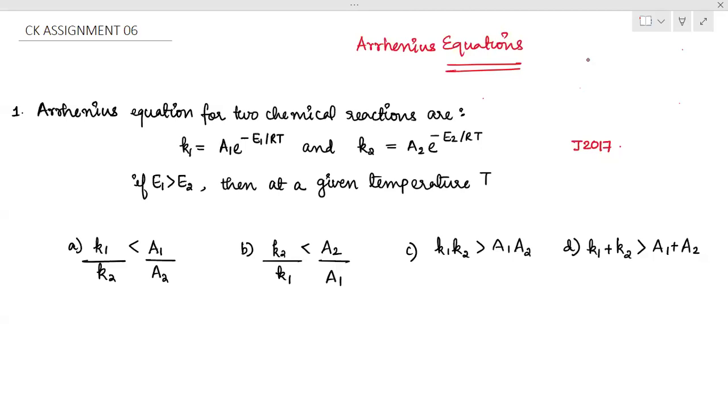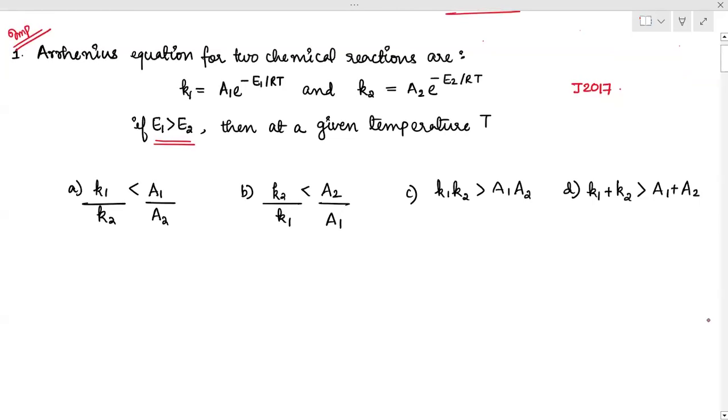The Arrhenius equations for two chemical reactions are k1 = A1 e^(-E1/RT) and k2 = A2 e^(-E2/RT). If, look at the conditions, E1 is greater than E2, then at a given temperature, which of the following relations is true?